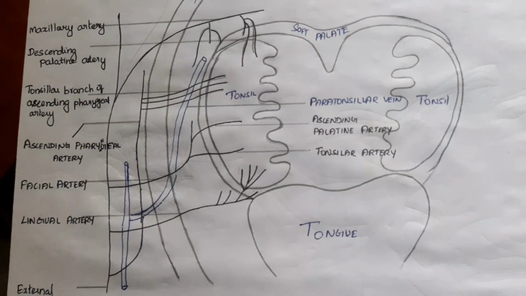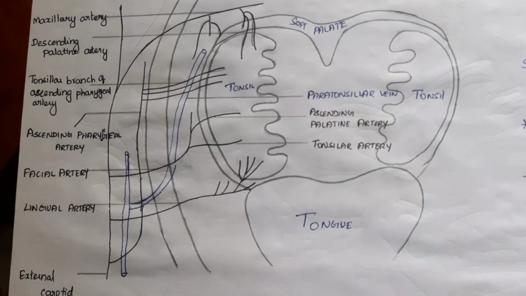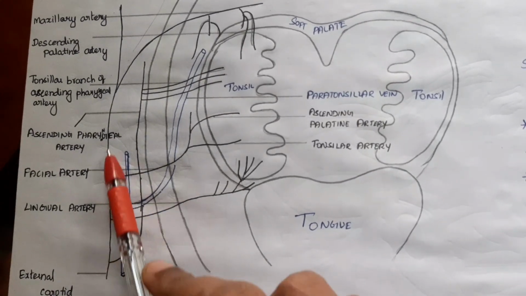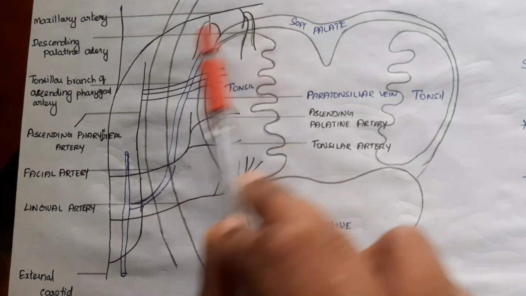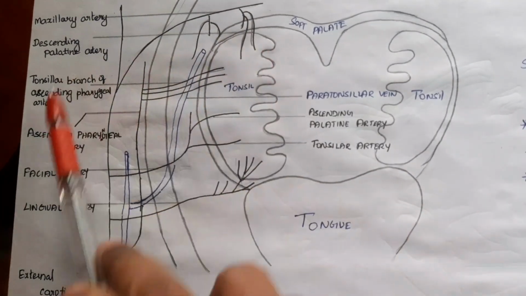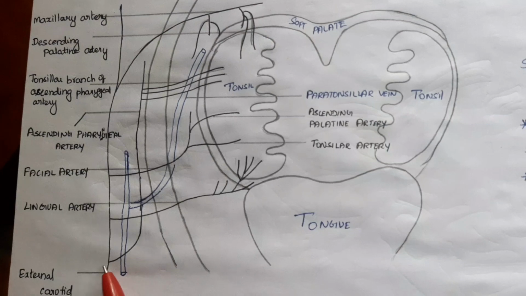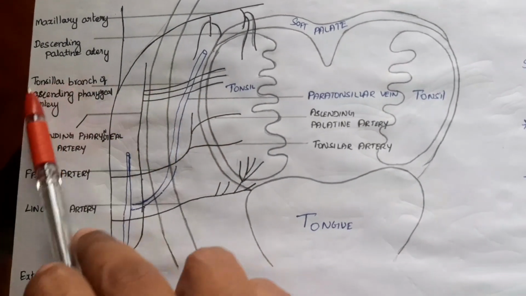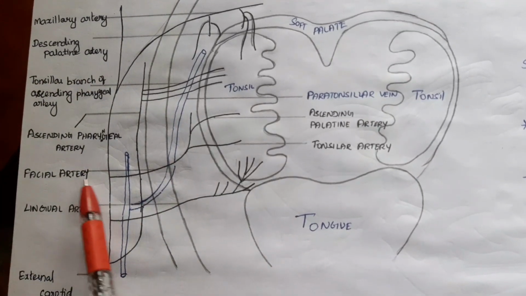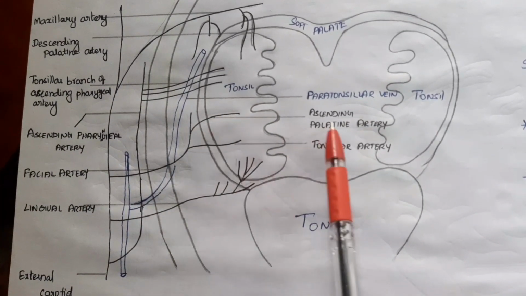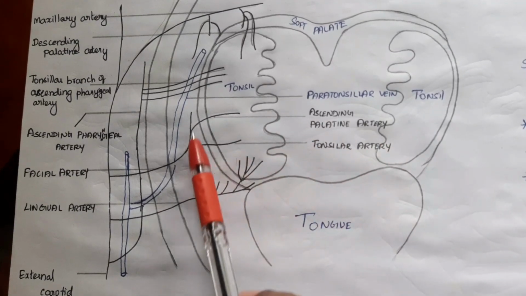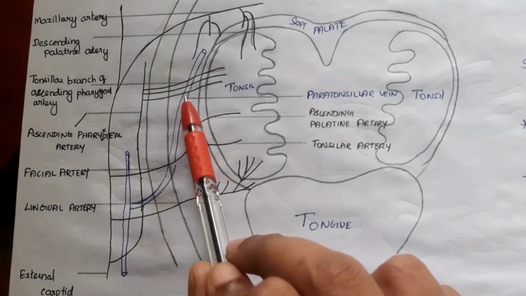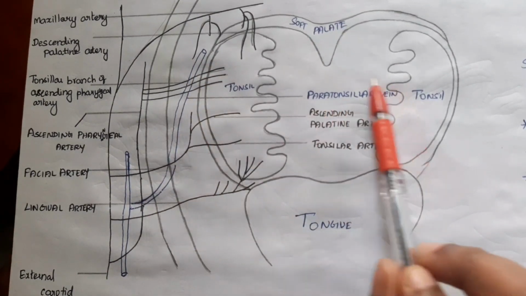We are going to see the vessels that supply the tonsils and the vessels that can bleed after or during tonsillectomy. The lingual artery, facial artery and the maxillary artery. The maxillary artery gives rise to the descending palatine artery. The tonsillar branch of the ascending pharyngeal artery comes from the ascending pharyngeal artery. Here is this, and the facial artery gives rise to the ascending palatine artery and the tonsillar branch of the facial artery, and the vein that drains the tonsil is the paratonsillar vein.